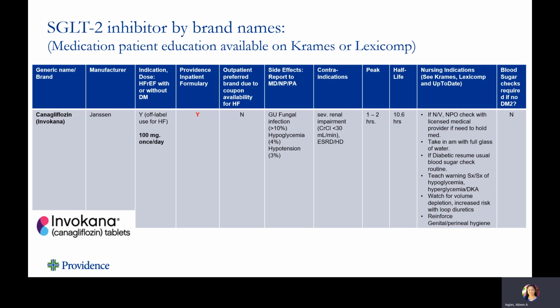And then when outpatient, we can give further teaching on how much fluid they can be taking for the heart failure patient. And then if diabetic, the patient can resume their usual blood sugar checks. For both patients that are diabetic and non-diabetic, they need to know hypoglycemia symptoms anyway. You can see CRAMES or Lexicomp for patient handouts, and it'll have all these signs and symptoms listed, so it'll be easier to teach the patient on what to watch out for.